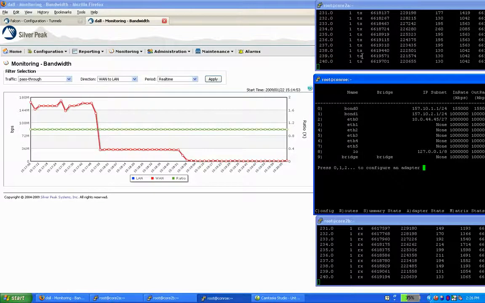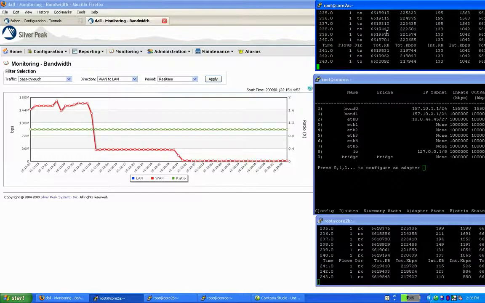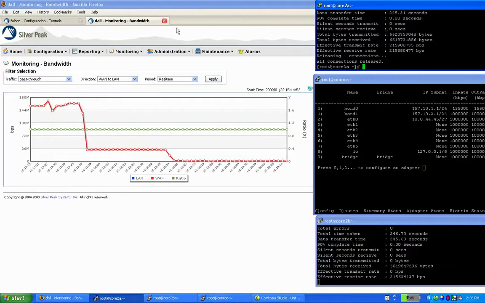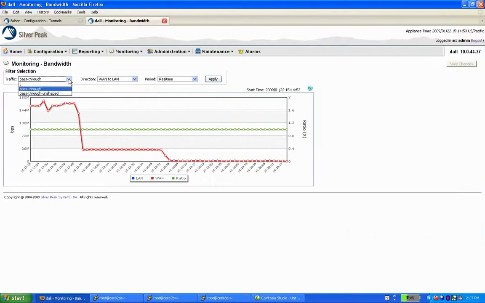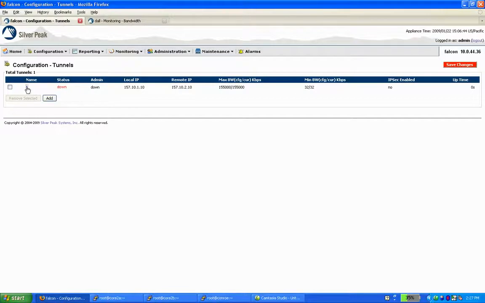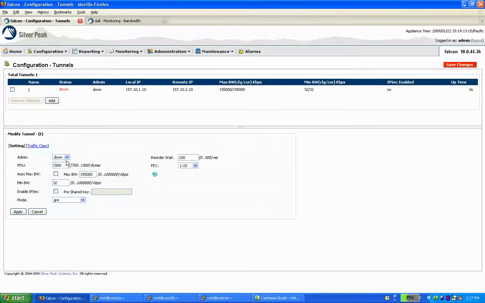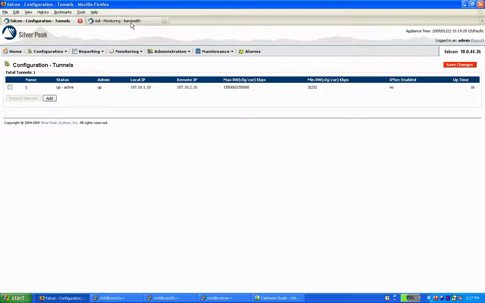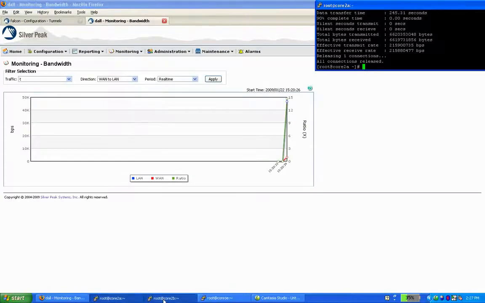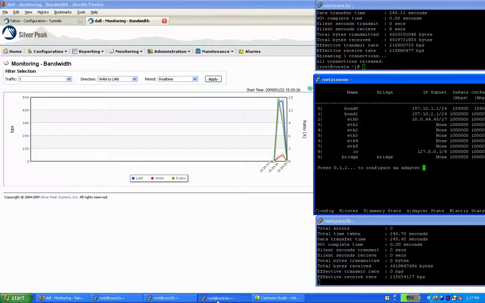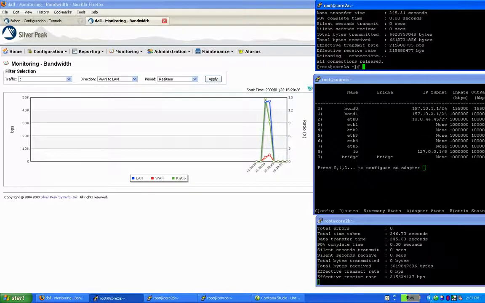So let's just stop the traffic here, and we're going to switch the Silver Peaks into optimization mode and see that indeed happen. Okay, we want to start monitoring a tunnel. And we want to bring our tunnel up. This enables optimization. Okay, so we've let things settle there now. We're going to kick off our traffic again, this time going through the Silver Peak Tunnel with optimization.